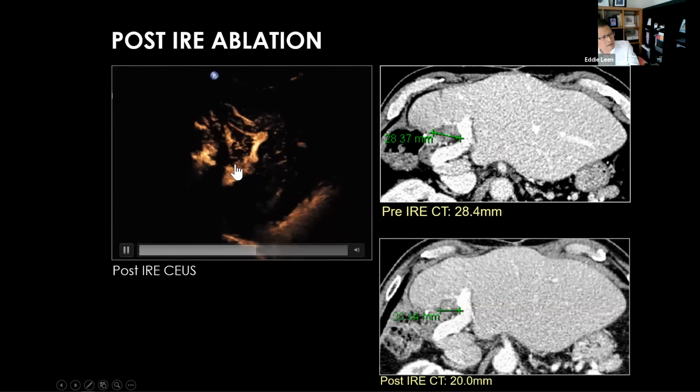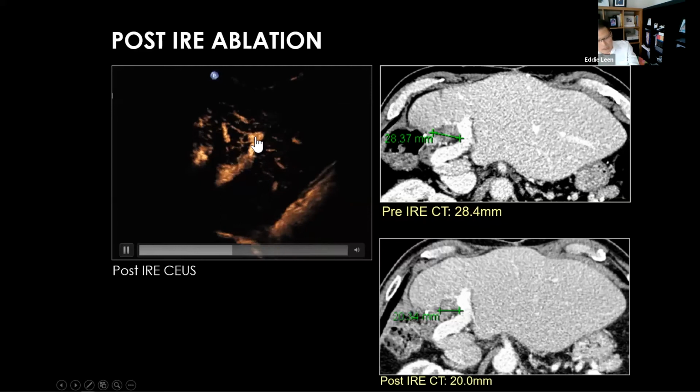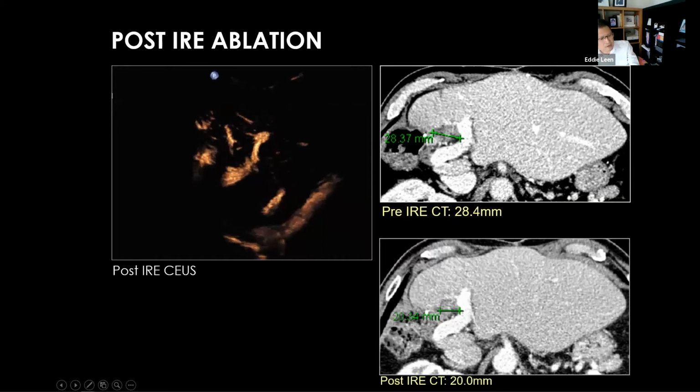That's the left portal vein here. That was immediately after the ablation, again showing mostly devascularization, but the microcirculation there still shows some circulation, but as you wait long enough, these will disappear. And the CT scan here shows involution after a few weeks, the tumor getting smaller, as you can see on the CT scan.